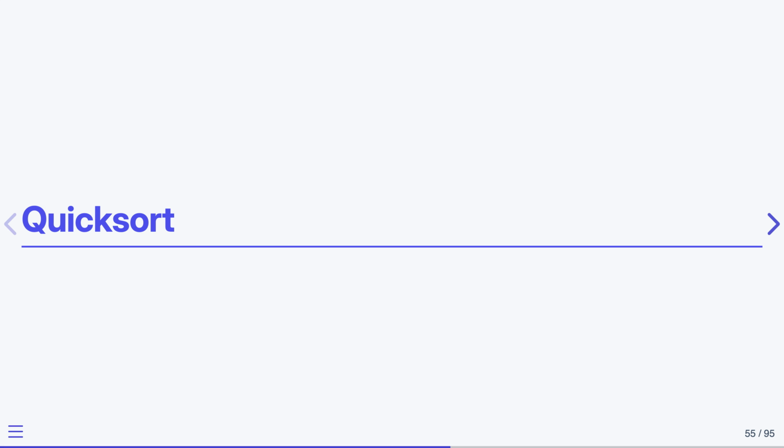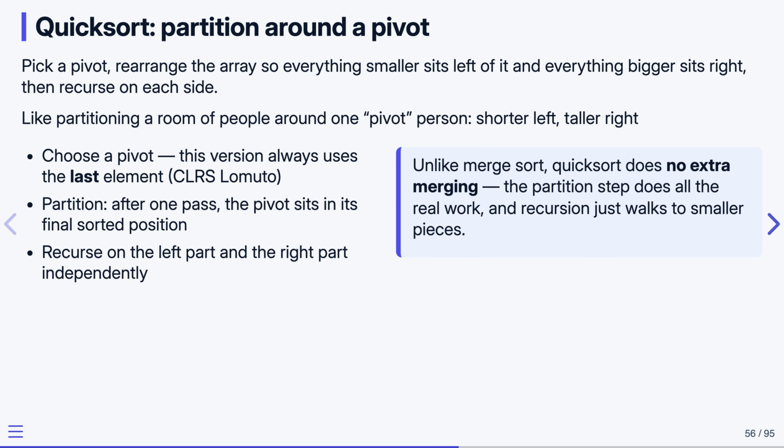Now we turn to Quicksort. It sorts in place with no second array by splitting the work around a chosen pivot. Quicksort has one main move called partition. Pick a pivot value. Rearrange the array so everything smaller sits to its left and everything bigger sits to its right. Then recurse on each side.